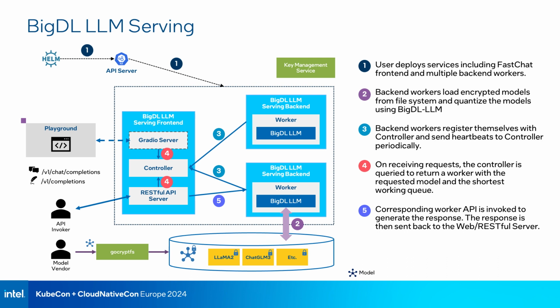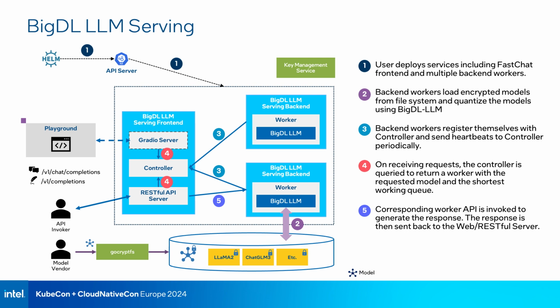Here is the process breakdown. A user deploys services, including FastChat frontend and multiple backend workers. Backend workers load encrypted models from the file system and quantize them using BigDL-LLM. Then, backend workers register themselves with the controller to periodically send heartbeats. On receiving a request, the controller is queried to return a worker with the requested model and the shortest working queue. The corresponding worker API is invoked to generate the response, and the user gets it from the web RESTful server.